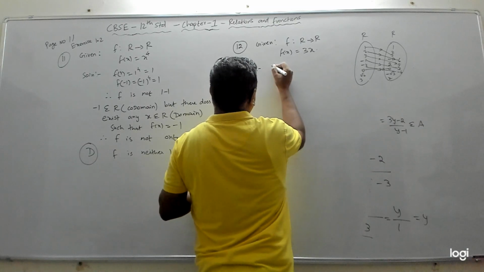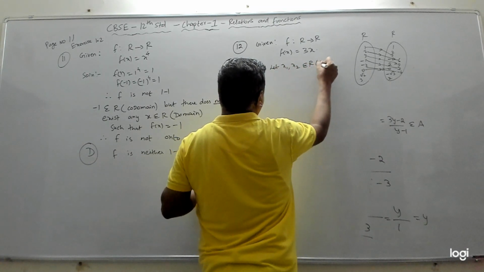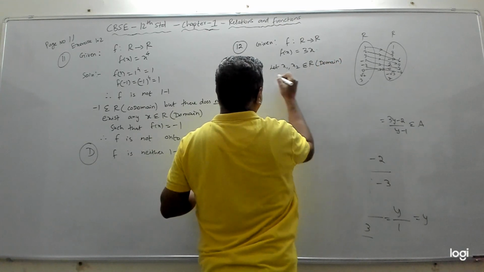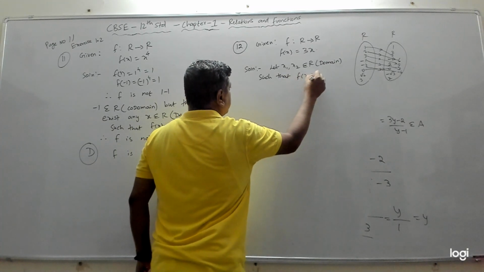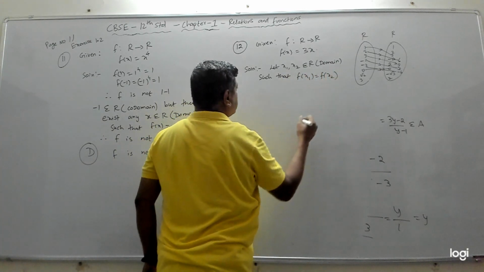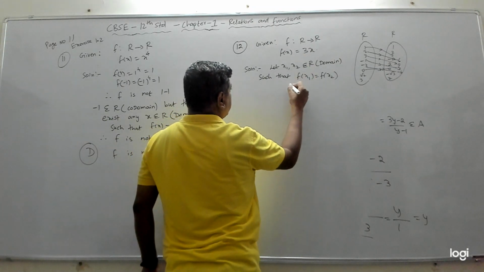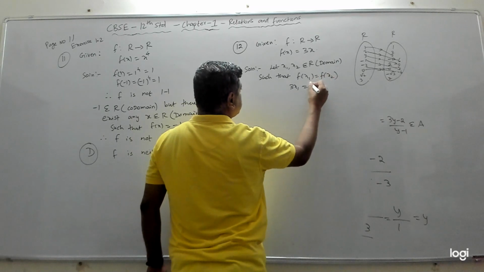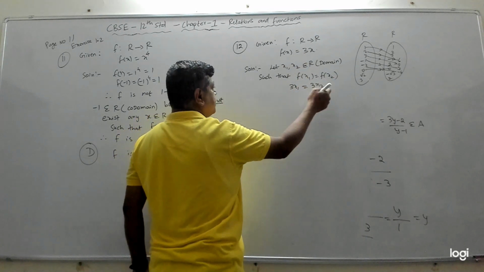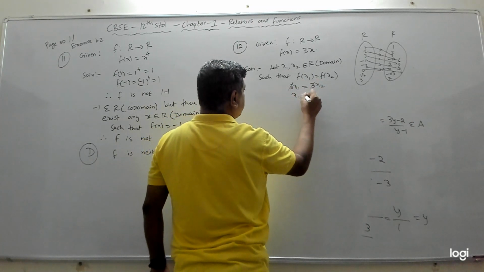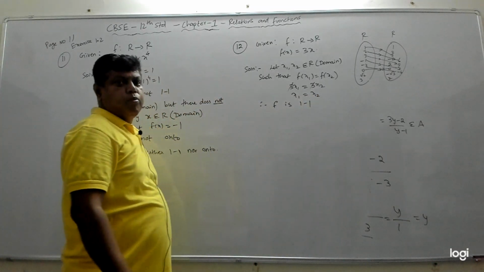now for 1 to 1, what do we do? We'll take x1, x2 belonging to R, the domain, such that f of x1 equal to f of x2. Now we have to prove x1 equal to x2. f of x1 is 3x1, equal to f of x2, which is 3x2, because f of x is 3x means f of x1 will be 3x1, f of x2 will be 3x2. 3 will get cancelled, you get x1 equal to x2. Therefore, f is 1 to 1.